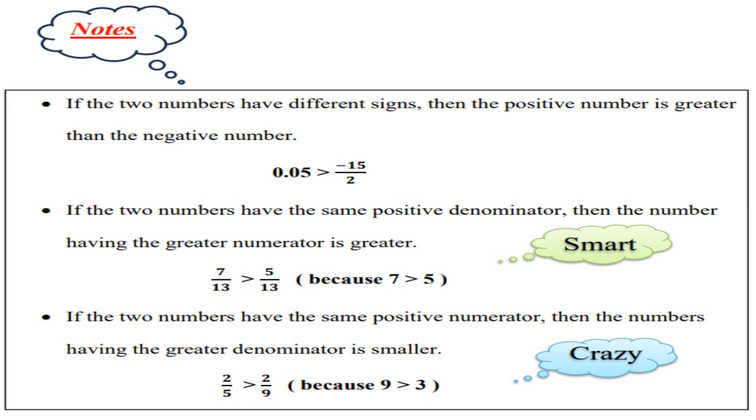If the two numbers have the same positive denominator, this is a smart fraction, then the number having the greater numerator is greater. For example, 7 over 13 is bigger than 5 over 13 because 7 is bigger than 5. If the two numbers have the same positive numerator, then this is a crazy fraction, then the number having the greater denominator is smaller. 2 over 5 is bigger than 2 over 9 because 9 is bigger than 5.